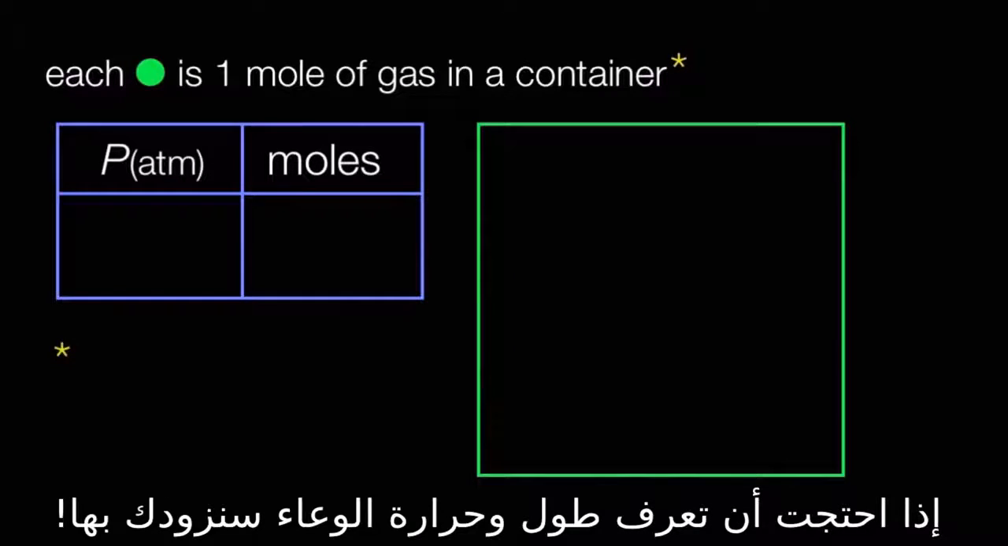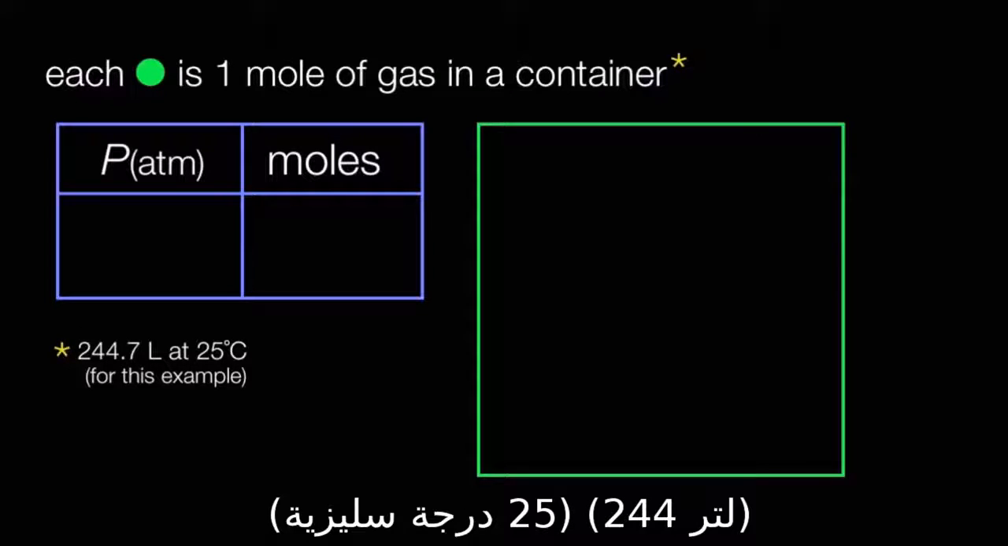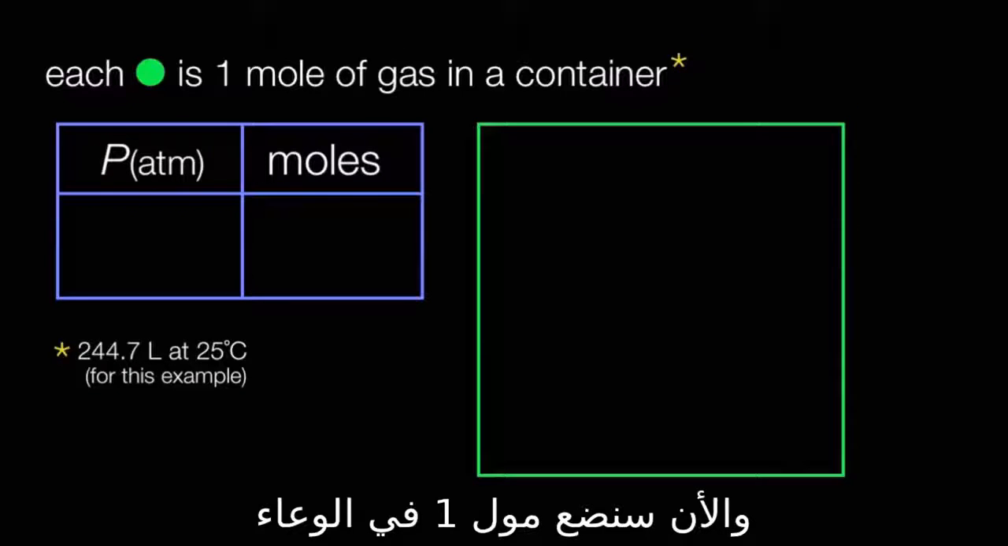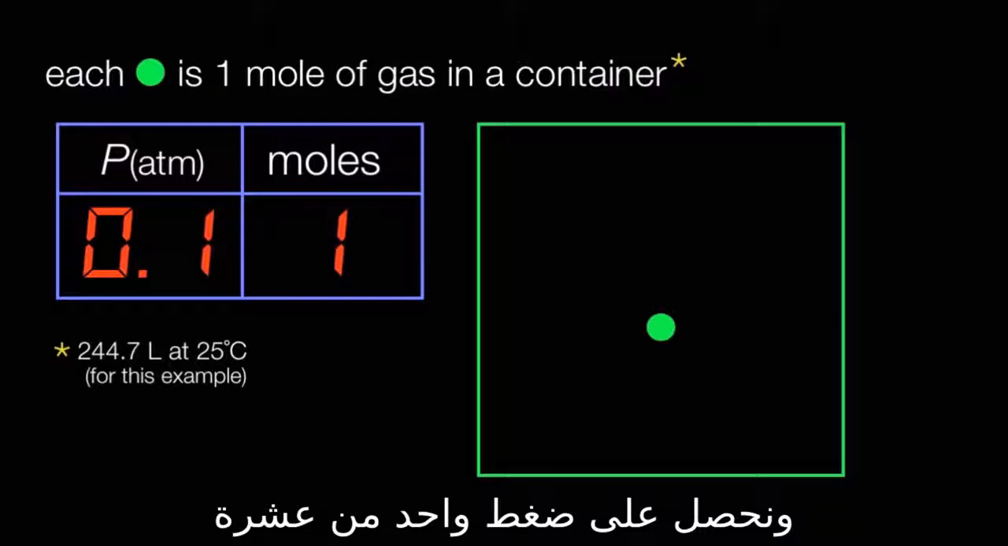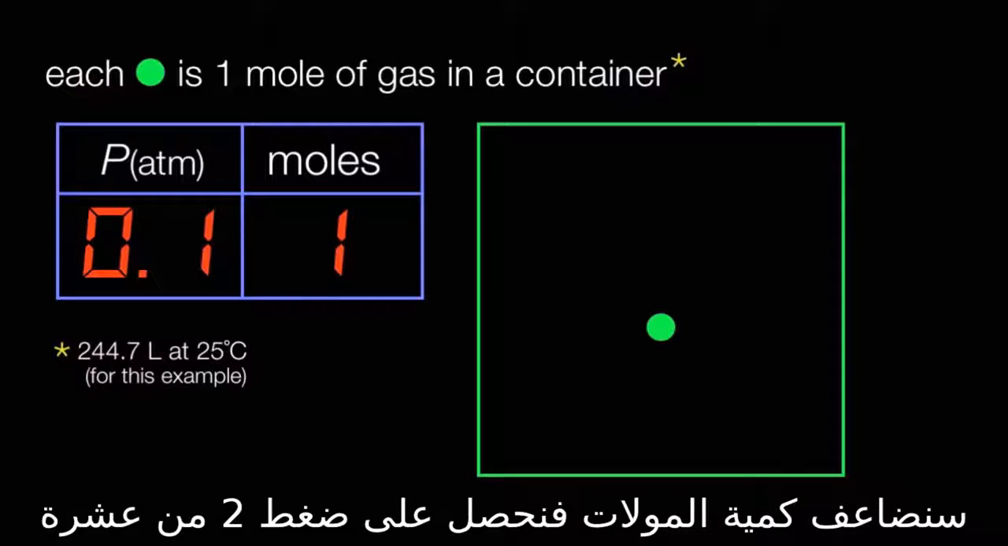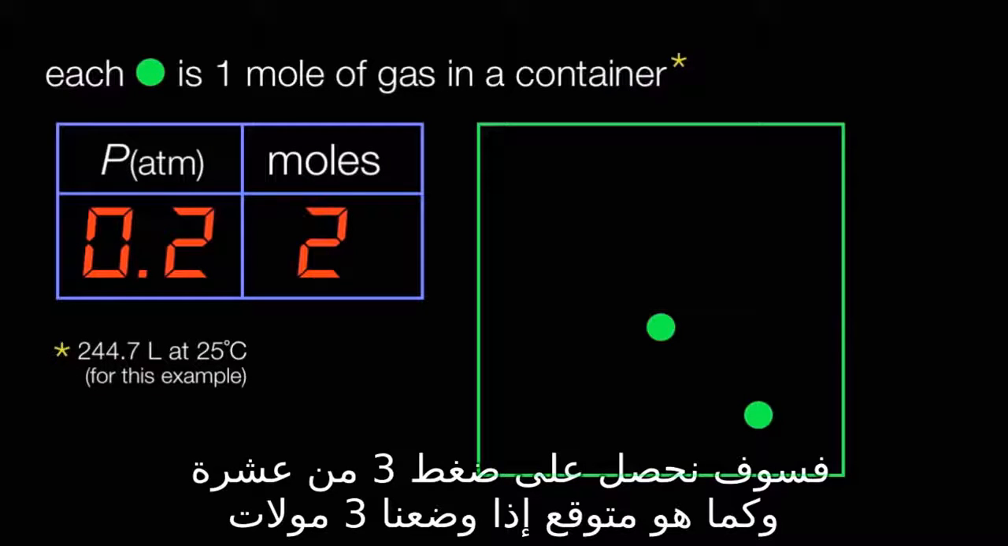So we're going to first start with a container here. If you need to know what the container size is and the temperature, we'll go ahead and give you that. 244.7 liters at 25 degrees C. Now we're going to put 1 mole into this container and we get 0.1 atmospheres of pressure. We're going to then double this up to 2 moles and we're going to get 0.2 atmospheres of pressure. And as you can guess, if we go to 3 moles, we get 0.3 atmospheres of pressure.